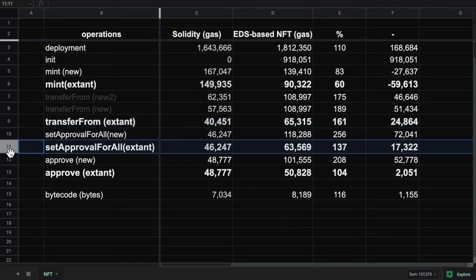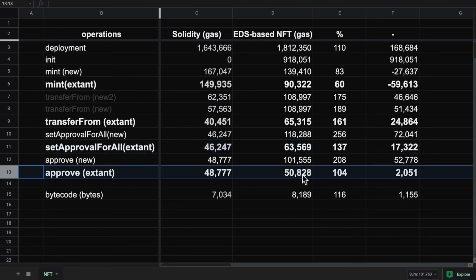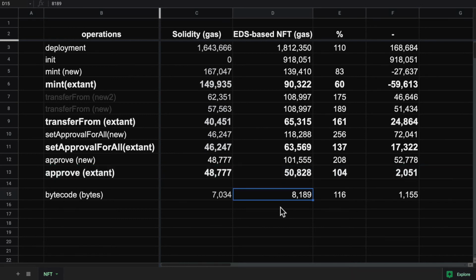Setting an operator costs 63,569 gas units compared to 46,247, which is 137% gas cost. Setting an approved address costs 50,828 on the EDS-based NFT and 48,777 gas units on the Solidity implementation, so 104%. And the EDS-based NFT has a slightly larger bytecode than the Solidity implementation.